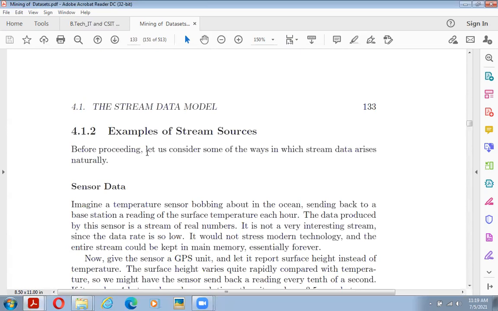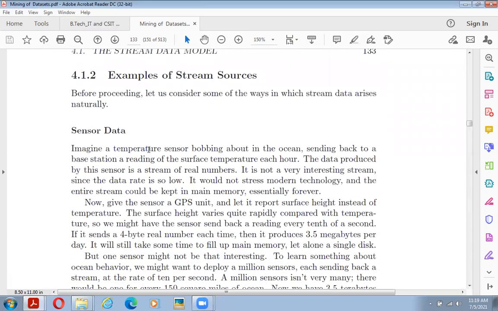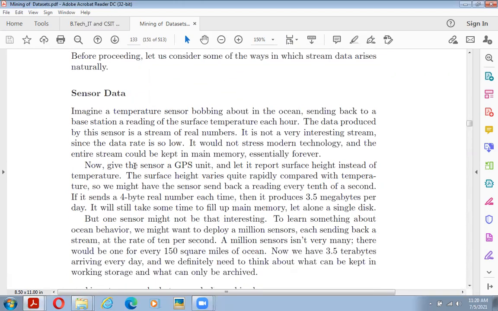Let's move ahead. What are examples of stream data sources? There are many examples. Let us consider some of the ways in which streams arise naturally. The first example is sensor data. What is sensor data all about? Imagine a temperature sensor bobbing about in the ocean.